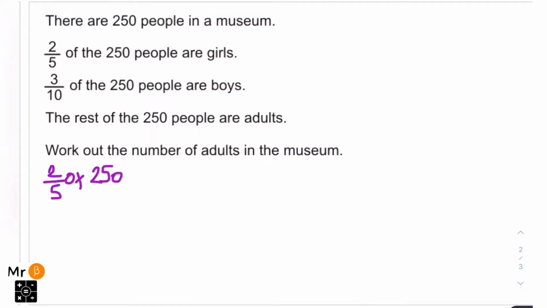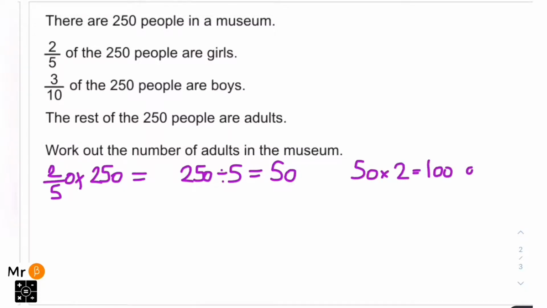250. So in order to do that, we do 250 divided by our denominator of 5, which is 50. Then we take that 50 and we times it by our numerator of 2. That tells me that there are 100 girls in the museum. That's our first task done.